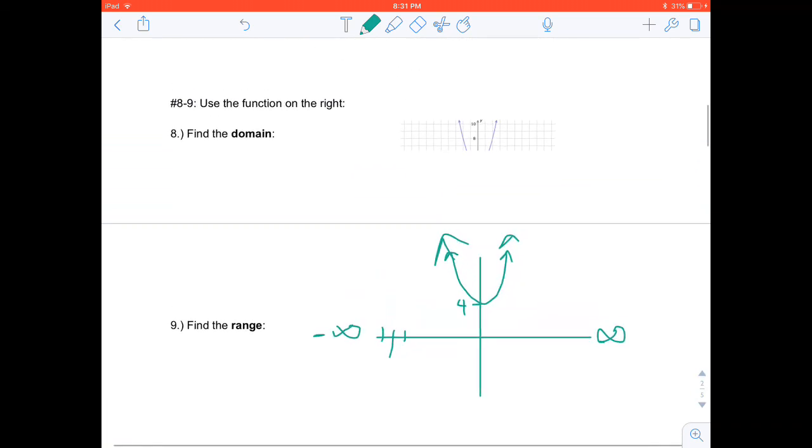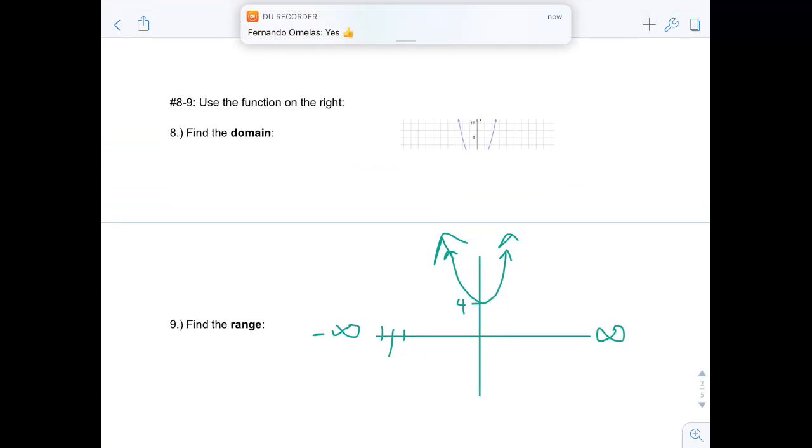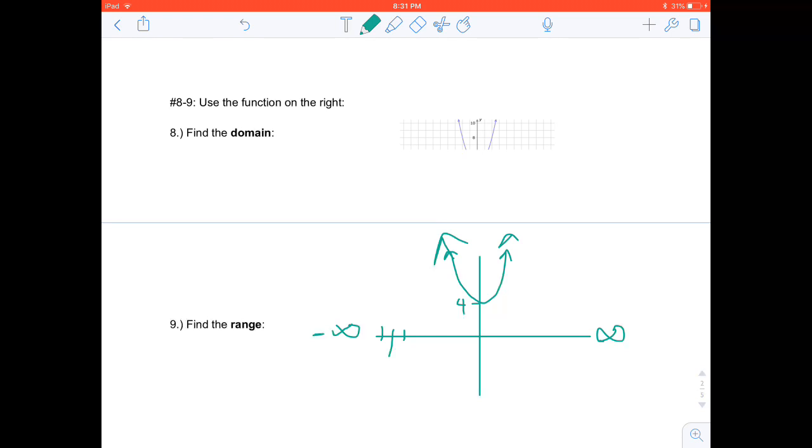So our domain is going to be all real numbers because all of the x values are going to be part of our domain. So we can write it like that. That's the symbol for all real numbers. Or you can say it's going from negative infinity to positive infinity. So that could be another way that you write it.